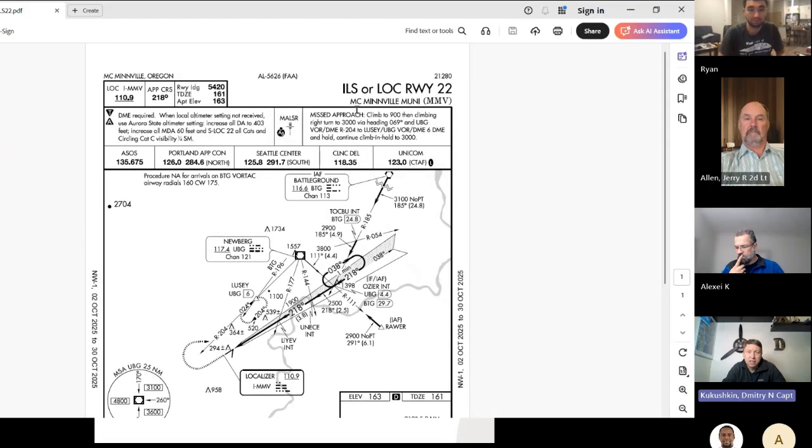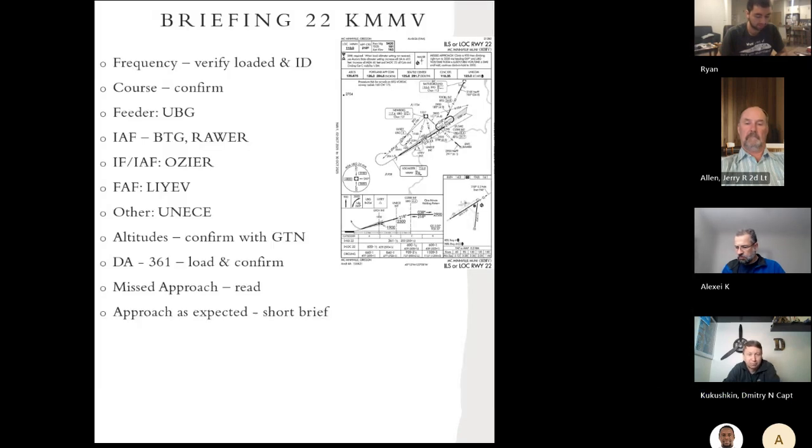Missed approach is climb 900, then climbing right turn to 3000 via heading, and then Newberg radial to Lucy and hold. There is Lucy. So when we try to visualize and understand that, the holding fix is kind of on the way from the missed approach point back to where we started. Nice. Now, that gives us some idea of what we are about to fly.